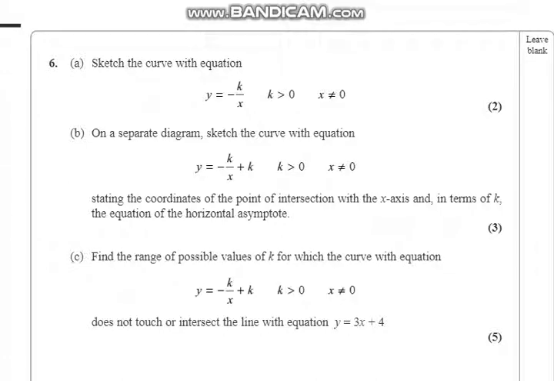Today we are going through the 6th question of the International Advanced Level, Pure Mathematics 1, and our part A is: sketch the curve with equation y equals minus k upon x, where k is greater than 0 and x is not equal to 0. That's 2 marks. So without further ado, let's get started.